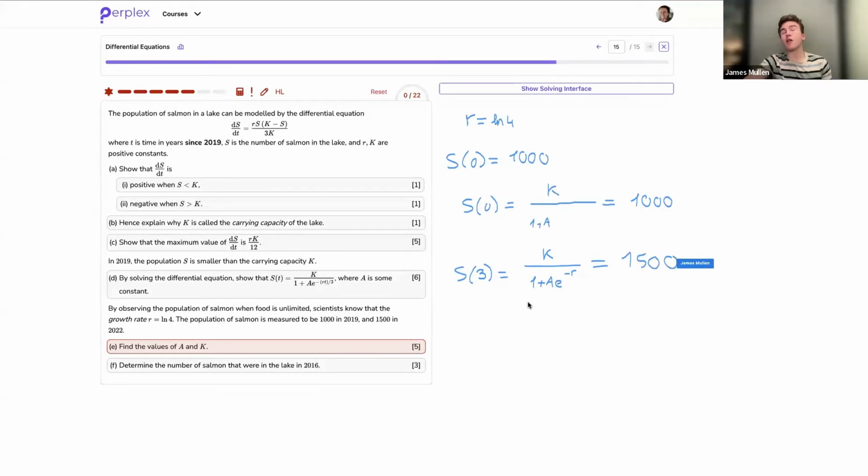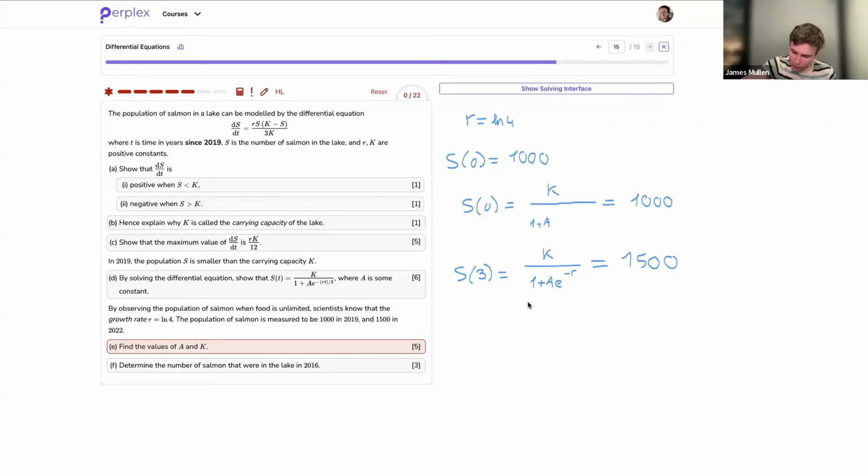Now I have e to the power of negative ln of 4, all right? That's just going to give me e to the power of ln 1 over 4. So let me just write that e to the negative ln of 4 is equal to e to the power of ln 4 to the minus 1, which is just equal to 4 to the minus 1, which is equal to 1 over 4. All right? So my equation in the denominator is just going to be k over 1 plus a over 4.